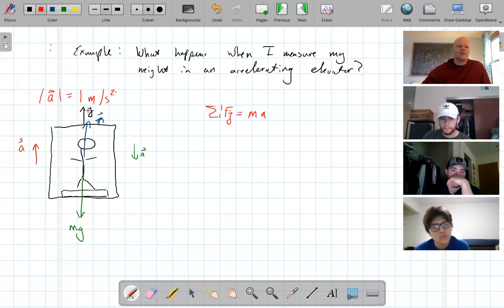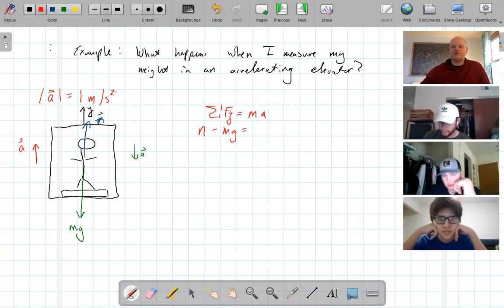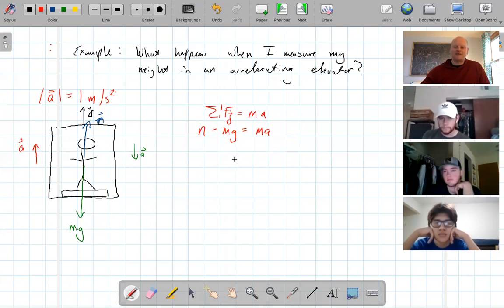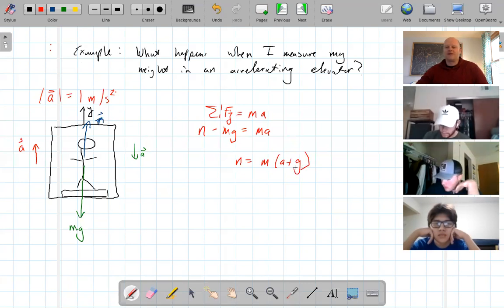Normal force is upward. The positive y direction is also upward. So that gives me a positive normal force. My weight is downward. Positive y is upward. So that gives me a minus mg, then is equal to ma. So if I was looking at my scale, I would measure my normal force. Adding this term over here, my normal force then becomes the mass times the acceleration plus the acceleration due to gravity. This is what my weight would be according to my scale.